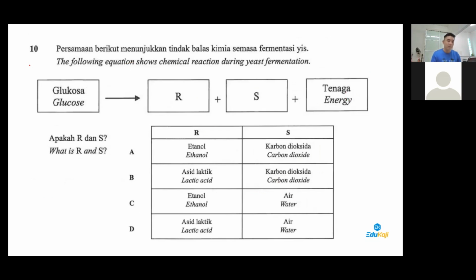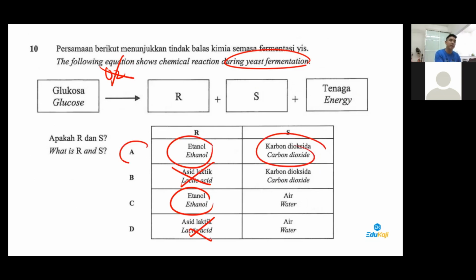Number 10 is easy lah. Yeast fermentation means in the absence of oxygen. Anaerobic. In the absence of oxygen, when we break down glucose, yeast, we cannot get lactic acid. Definitely it's ethanol. And guys, if you have done your revision, you should know that this is carbon dioxide. With that said, please hafal all the equations for chapter 7.